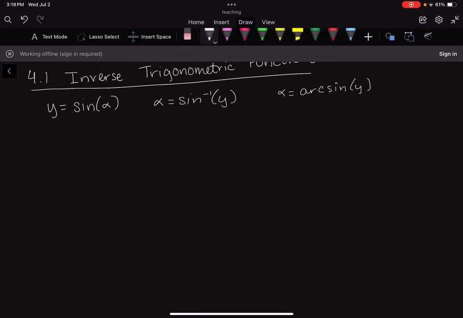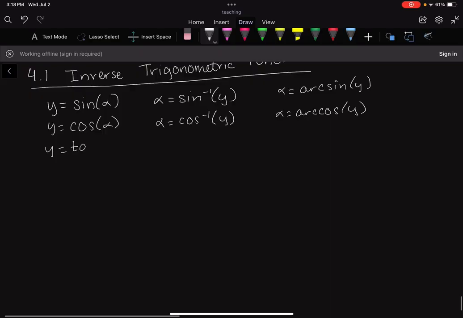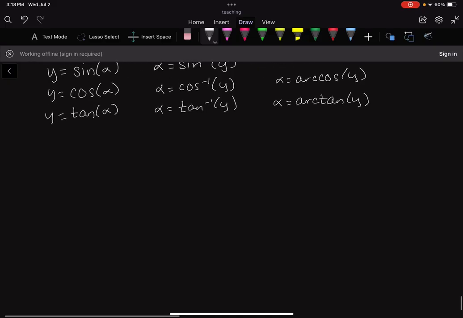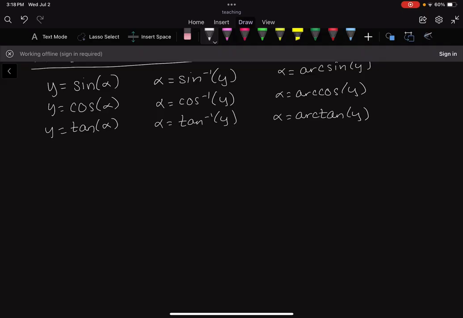You could also see this with cosine. Cosine inverse is the same as saying arccosine. You could do it for tangent. You can do it for any of the trig functions. And we will look at the other ones later, but right now I'm just writing the notation for you.